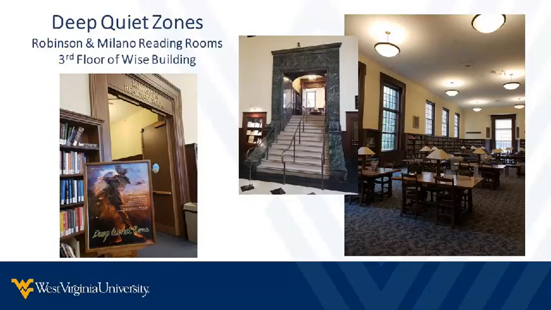And if you are in need of some real quiet time away from all of the distractions of everyday life, you can access our deep quiet zone in the Robinson and Milano reading rooms on the 3rd floor of the WISE building. You can access these rooms through the 2nd floor atrium of the Downtown Campus Library.